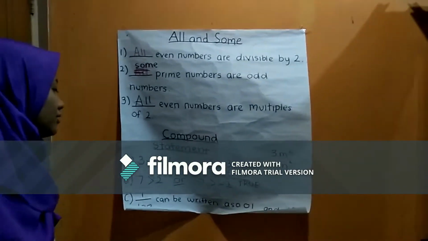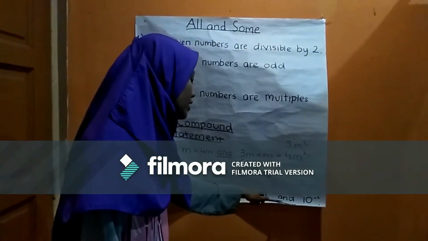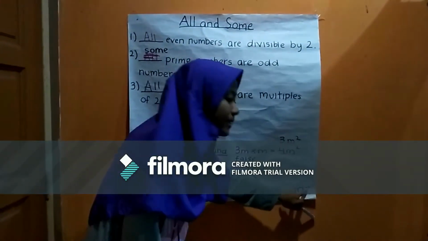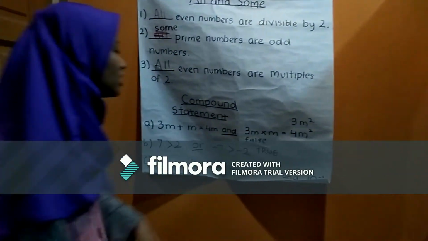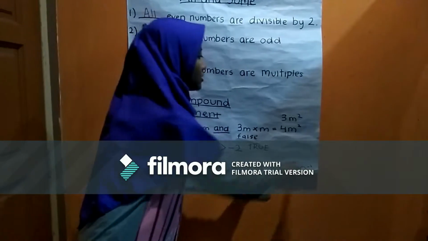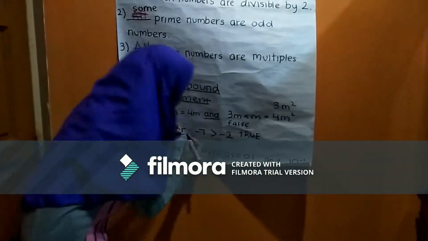For the last statement, 1 over 1000 can be written as 0.1 and 10 to the power of negative 2. Because we use the word and, both have to be correct. Because both of them are correct, this statement also has a true value.